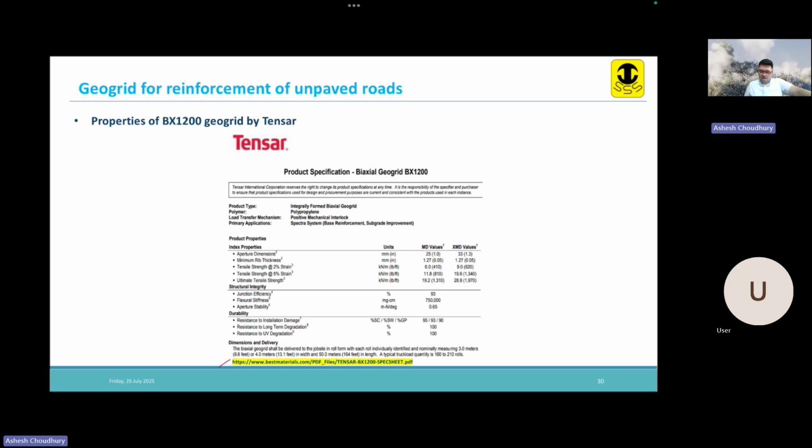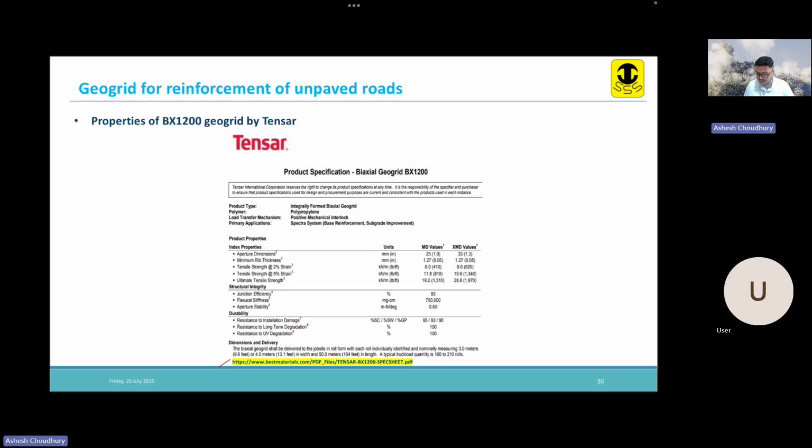Polymer type is given as polypropylene, product type integrated form, biaxial geogrid, load transfer mechanism positive mechanical interlock. Okay, primary application is base reinforcement, subgrade improvement, etc. Aperture dimensions, minimum rib thickness, tensile strength at 2% strain, tensile strength at 5% strain, and ultimate tensile strength are given. Then junction efficiency, flexural stiffness, aperture stability, durability, resistance to installation damage, resistance to long-term degradation, resistance to UV degradation, all these things are given. And dimensions and delivery are also mentioned.